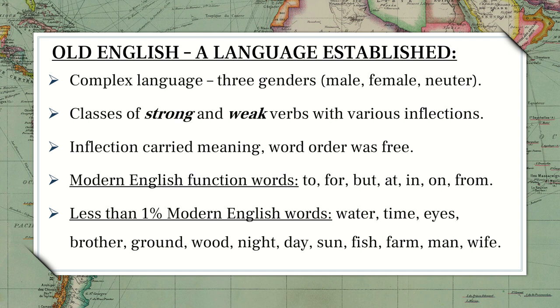Now, while so much of the Anglo-Saxon language was lost to Viking as well as Norman invasions, the under 1% of words that do exist are very basic important words, including prepositions and auxiliaries. So, words like brother, ground, night, day, eyes, mouth, where, family, horse. Those were the words that entered the language, but these are clearly very important and commonly used by people all the time.